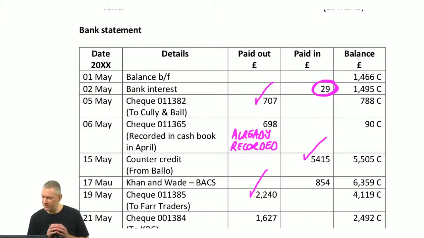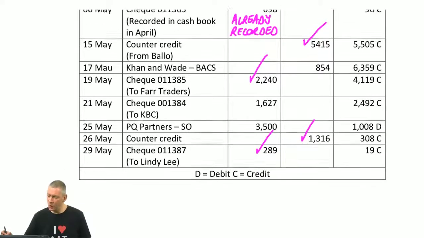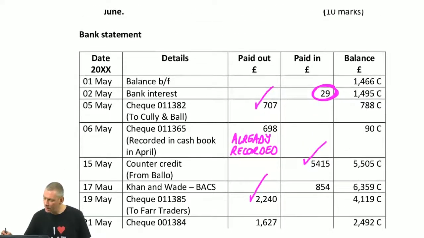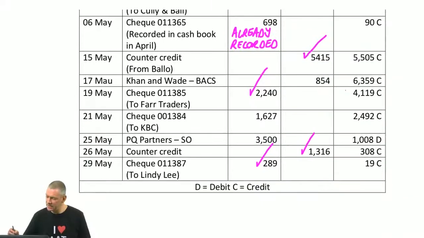The 707 and the 514 have been recorded, so we don't need to record them. The 854 is a receipt, so it's paid in and paid out. So this 854 was received by us, but hasn't been recorded, so it needs recording.